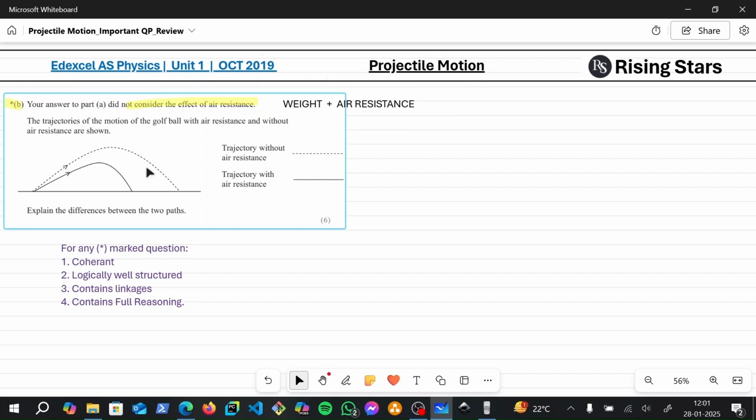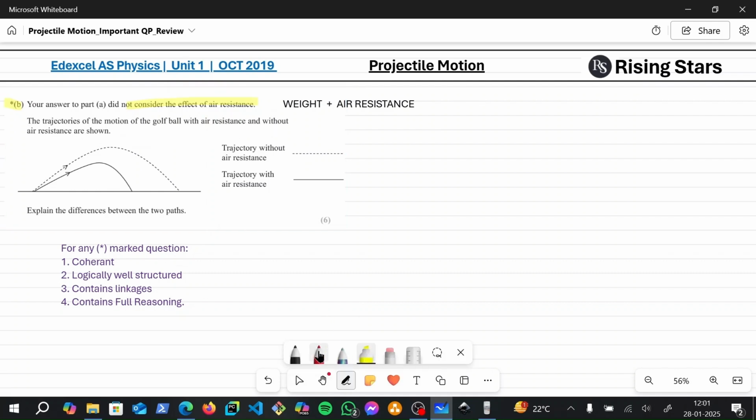Okay. The trajectories of the motion of the ball with air resistance and without air resistance are shown. So you have the trajectories shown here. The dotted line here is the one without air resistance, the one we usually always see without any air resistance. And then the solid line below is the one with air resistance. Explain the differences between the two paths. So we just have to point out the differences and explain them with the 4 criteria. It must be coherent, logically structured, with linkages, and full reasoning.